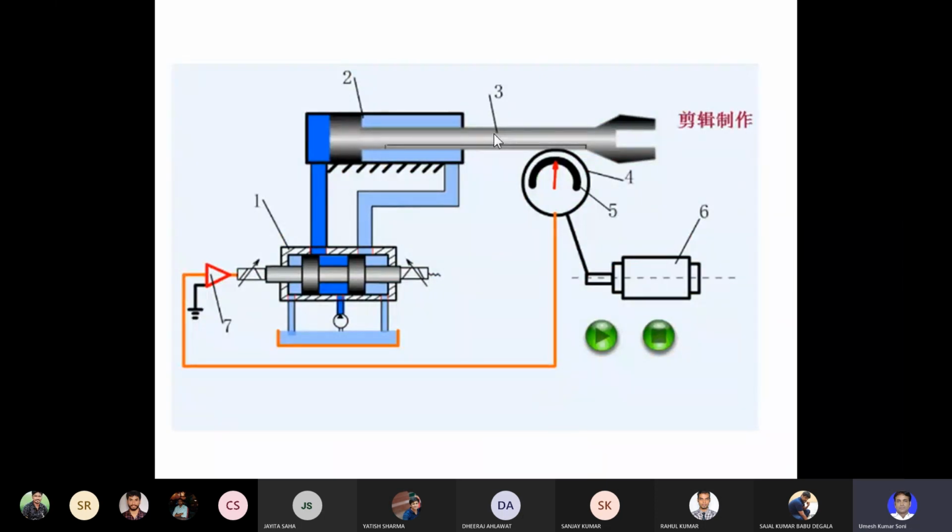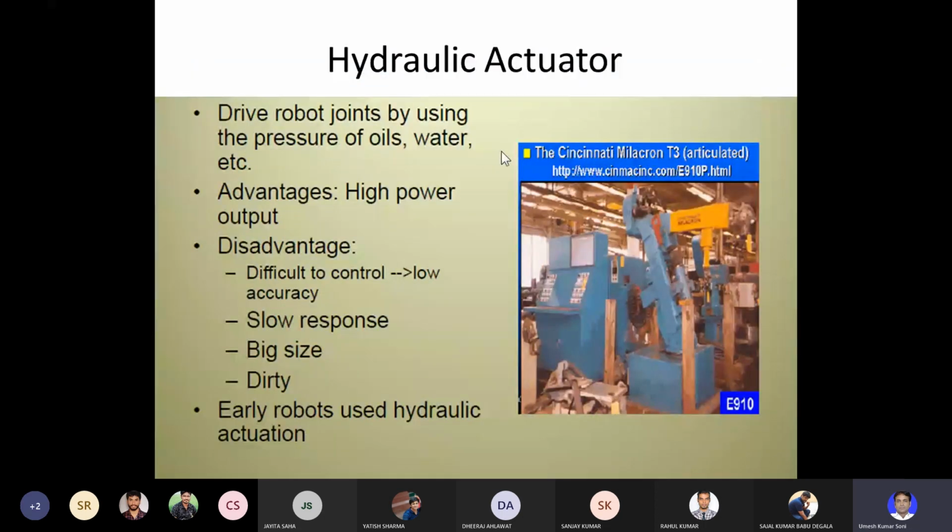Here you have the same circuit. This is the hydraulic circuit, and you can see here for a robotic type of arm, you can use this type of hydraulic system. Hydraulic actuators have some problems also: slow response, big size, and dirt in the workplace.